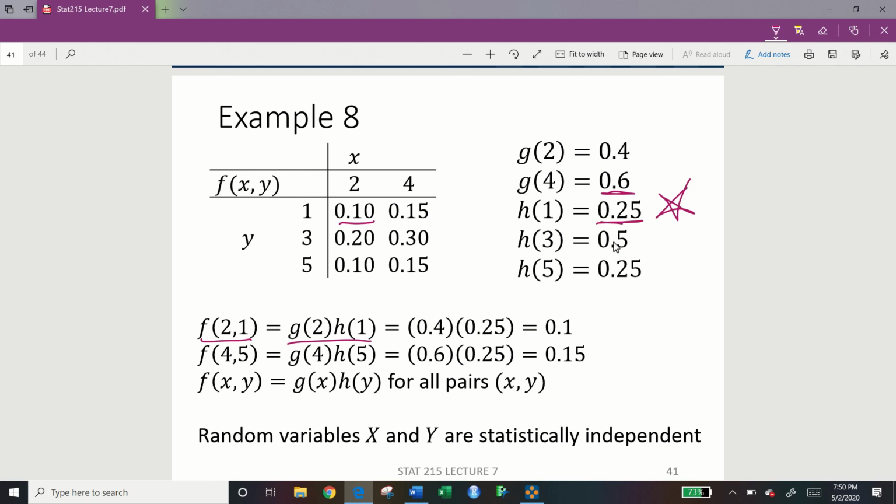Well, let's take a second to multiply. 0.6 multiplied by 0.25 equals 0.15. Uh-oh, that means either I made an error or it's not independent. Let's take a moment and double check our work.